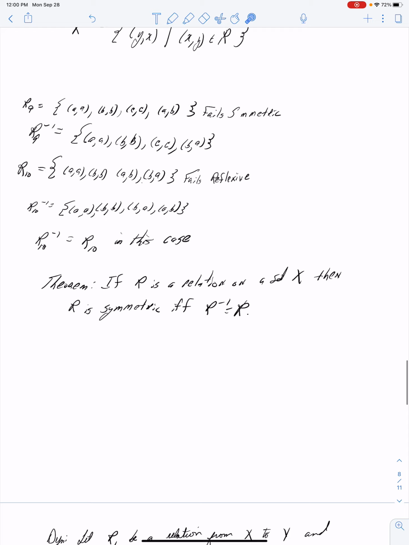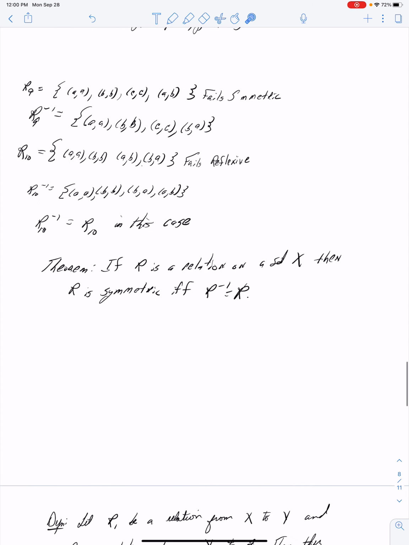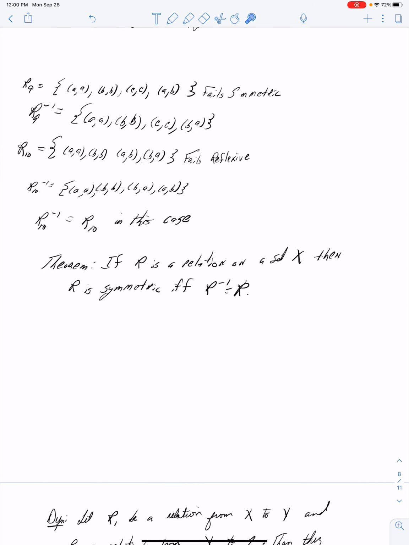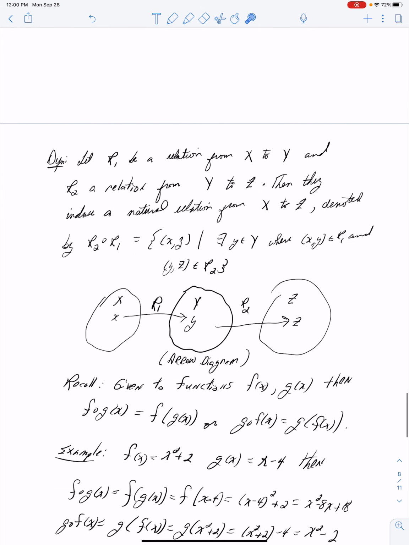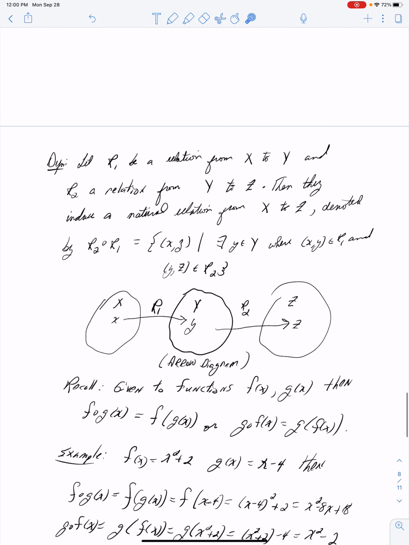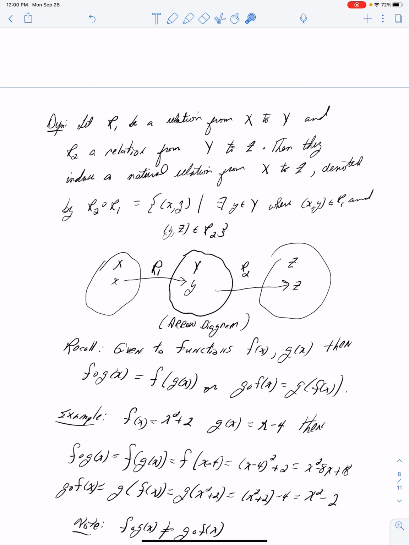Well, I claim if you think about it, a relation is equal to its own inverse precisely when R is symmetric. Because remember, the definition of symmetric says anytime I have an (x, y) in R, I also have a (y, x). All right, so that's inverse relations. Now I want to talk about relation composition.